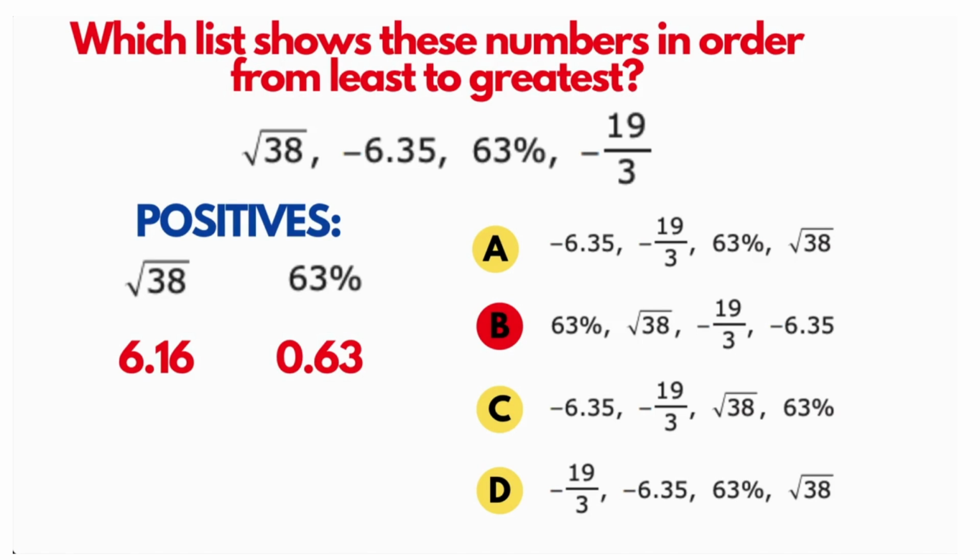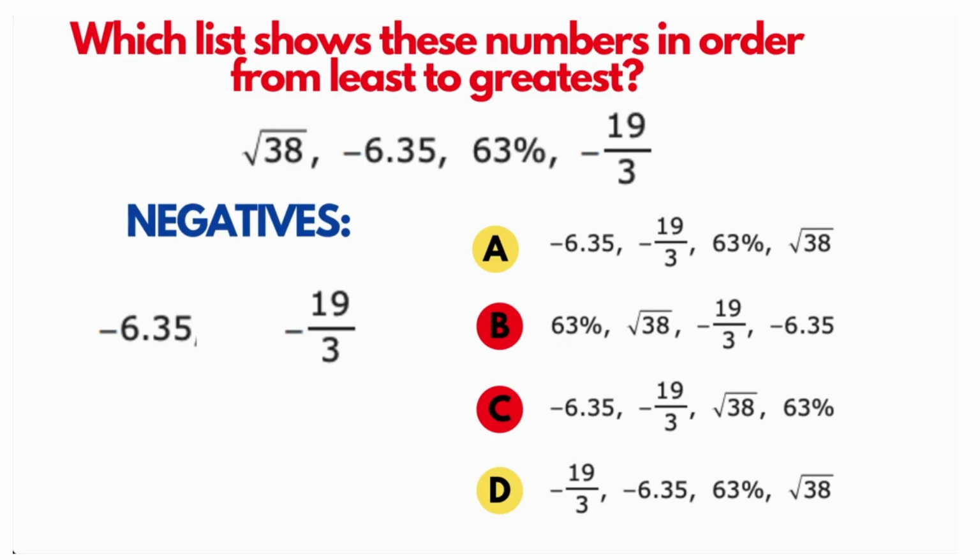So we know that 63% is less than 6.16, so our square root of 38 should be our largest in our list. So when we move forward and try to eliminate, the square root of 38 should be our largest, that will eliminate C. So now we're down to A and D, because we know our positives are right, and we just have to determine on our negatives which one has the smaller value.